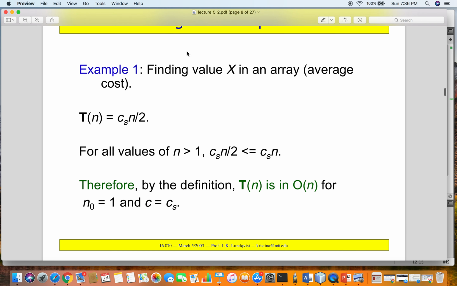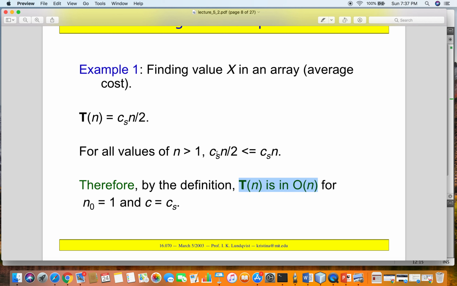In this example, finding a value x in an array, the average cost C is n divided by 2. So for all values we are applying the definition: C is n divided by 2, and C is less than or equal to n. Therefore, by definition, T(n) is in O(n) for n0 = 1 and c = 1. So the big O notation is T(n) is in O(n).